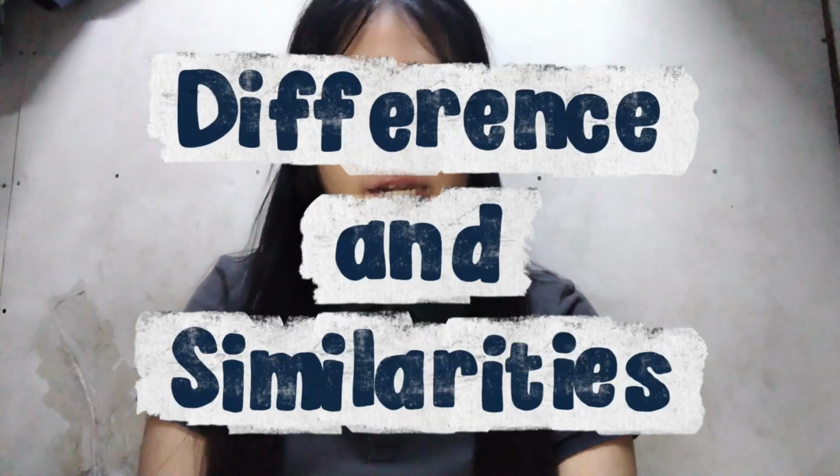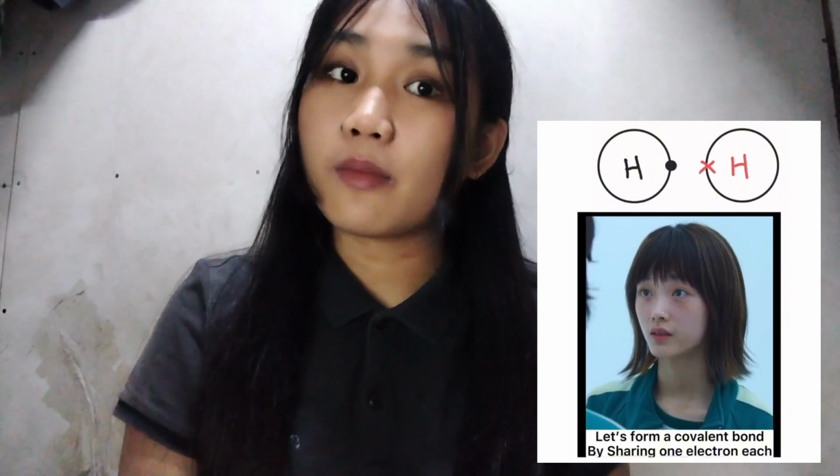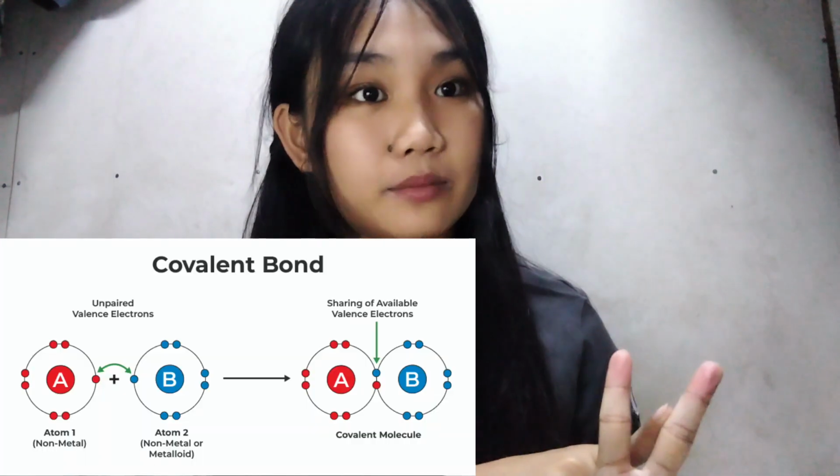Okay, so lastly, we'll talk about their differences and similarities. First, sa differences tayo. Ano nga ba yung form nila sa pagbabond? Sa ionic, ang form ng kanyang pagbabond ay through transferring. Sa covalent naman, through sharing. And ang ionic, nagko-compose siya ng dalawang atoms kung saan yung dalawang atoms ay metal and non-metal. Sa covalent naman, non-metal and non-metal.